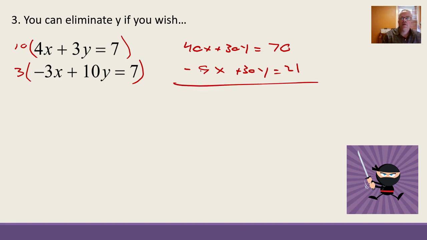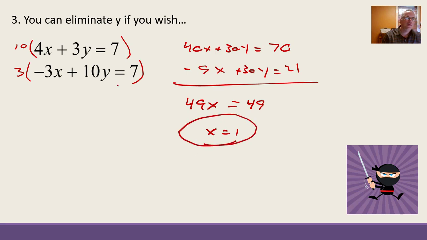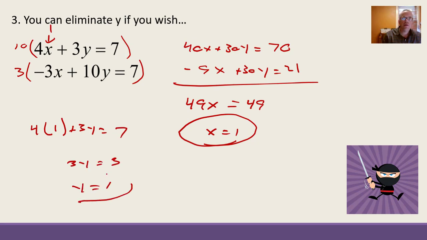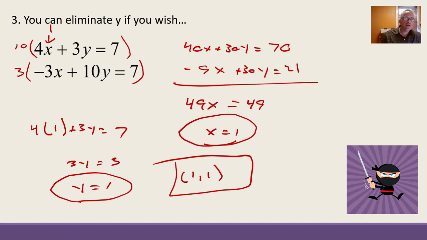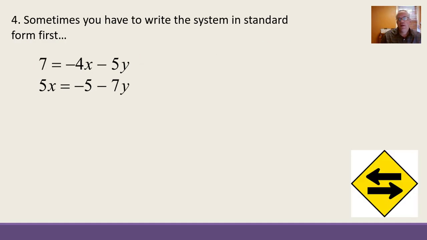We're going to subtract. 40x minus a negative 9x is 49x. The y's cancel. 70 minus 21 is 49. It turns out you get x equals 1. All right, let's plug it in. So we're going to plug in for x this time. 4 times 1 plus 3y equals 7. 3y equals 3. Or it turns out y is 1 also. So we get the point 1, 1. That's our final solution.